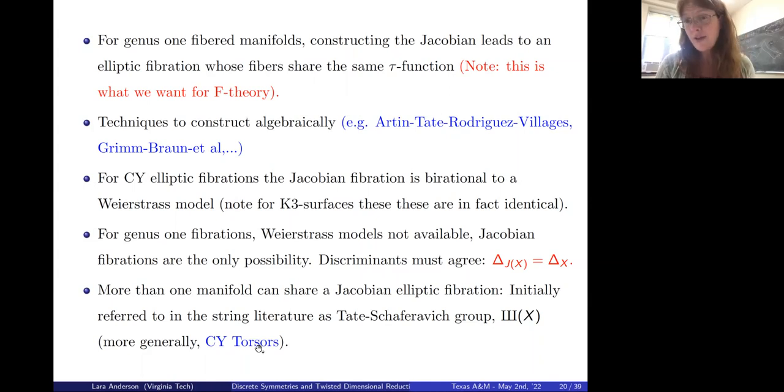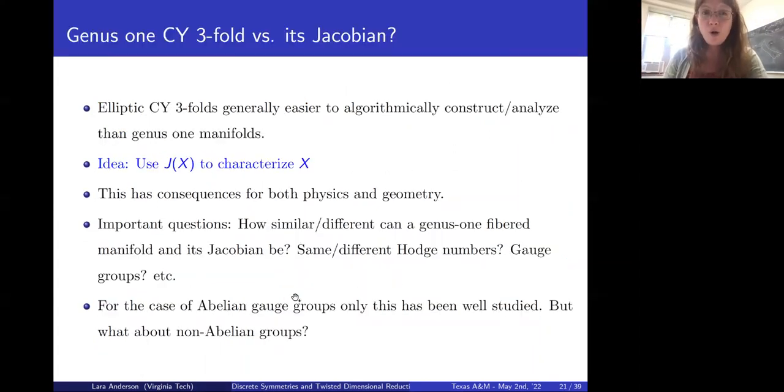This is all getting very heavy and mathematical, so let me try and back this up and say, why do we care? Why am I bothering to say all this in a talk, hopefully about field theory? Taking a step back, elliptic threefolds are easy to generate and algorithmically construct. They're easier to work with than genus-one manifolds, but we know the generic guys are genus-one. So the goal is we want to connect information from both and now say something about field theory. So the rough idea is to use the Jacobian to characterize the full manifold. This has consequences for both physics and geometry.